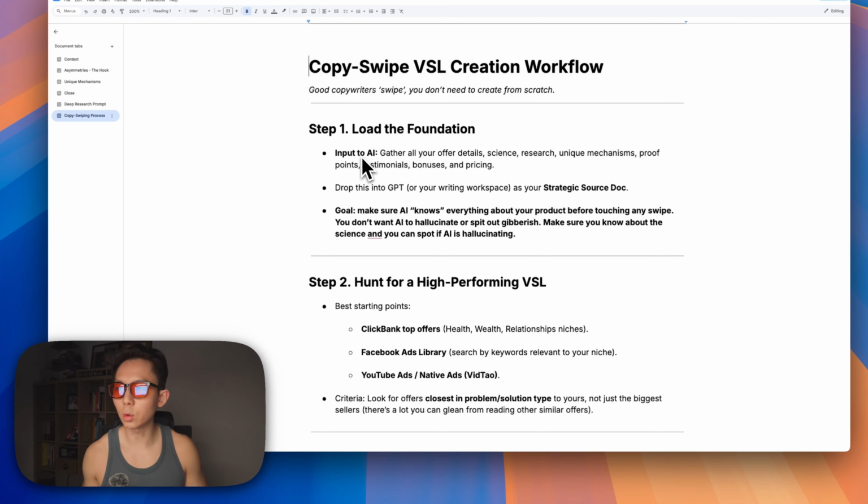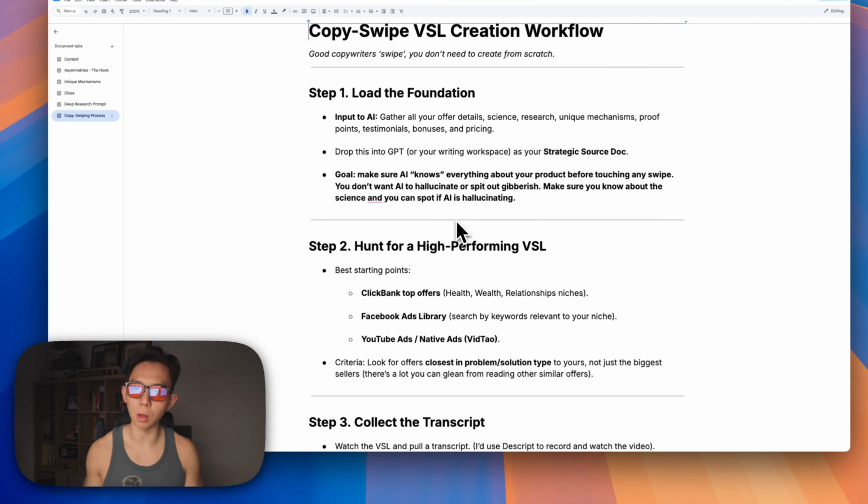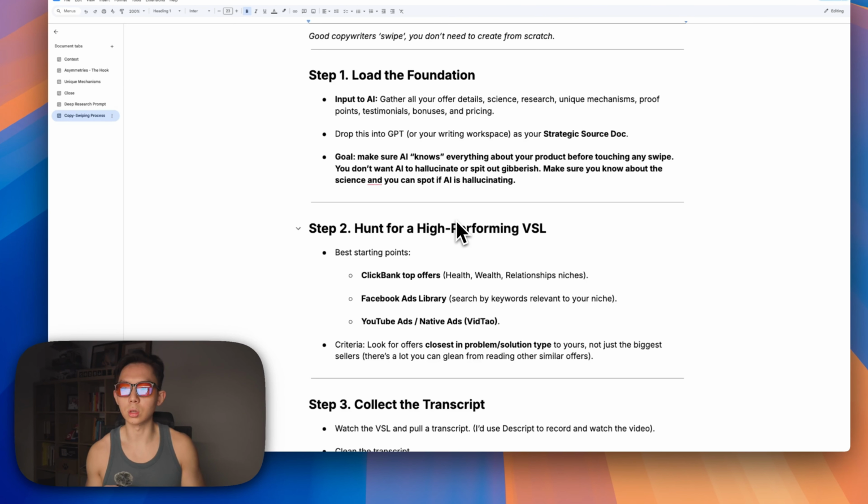So the first thing you want to do is input to AI all your information about your brand, your product, your unique mechanisms, which is where your deep research prompt comes in. You want to feed AI all this information and then drop this into your GPT as your writing workspace or your strategic source document. So you want to make sure that AI knows everything about your product before touching any swipe. You don't want AI to hallucinate or spit out gibberish. So you want to make sure that it knows what your product is and it's not guessing.